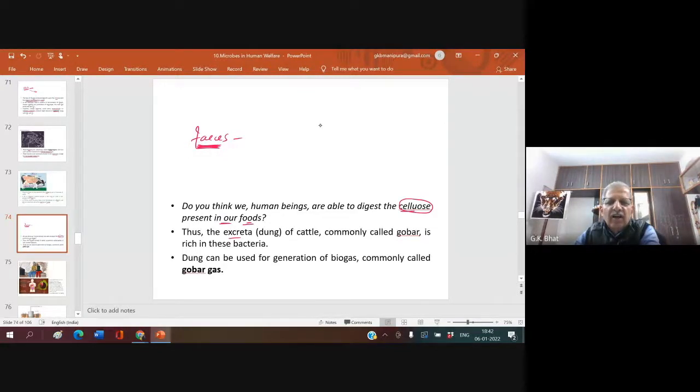Thus, the excreta, dung of cattle, commonly called gobar, is rich in these bacteria. Dung can be used for generation of biogas, commonly called gobar gas. Dung is cow dung.